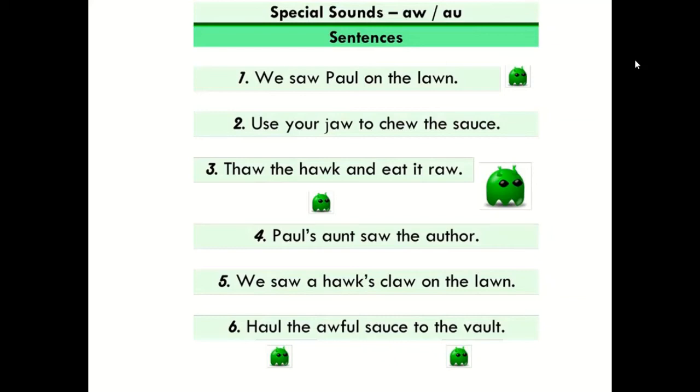So number 5 says, it's one of our tricky words. We saw a hawk's claw on the lawn. A hawk is a big bird and their claw is on their foot. We saw it on the lawn. So you can have a go now. See if you can read one of the sentences. Maybe have a go at reading two or three sentences.